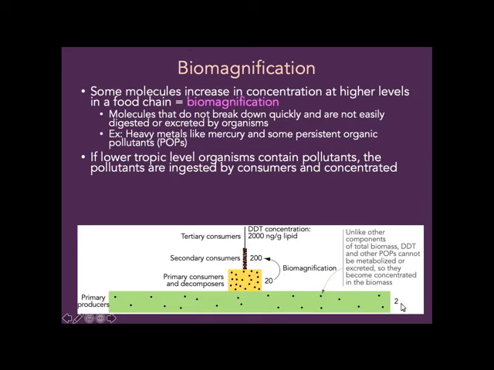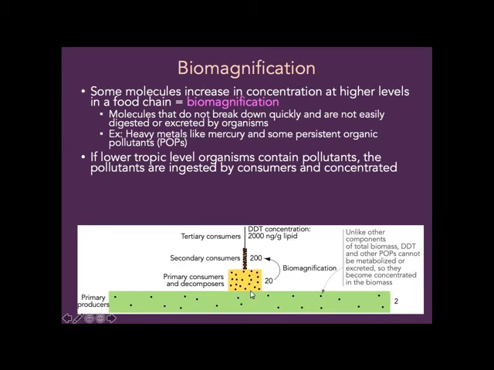And so if there's 2 nanograms per gram lipid, it becomes magnified. Let's say in this instance the grasshopper will eat 10 times this amount of area of grass, but every single one of these particles that it eats ends up staying in its body. So now the grasshopper has a concentration of 20 nanograms per gram lipid of this POP.